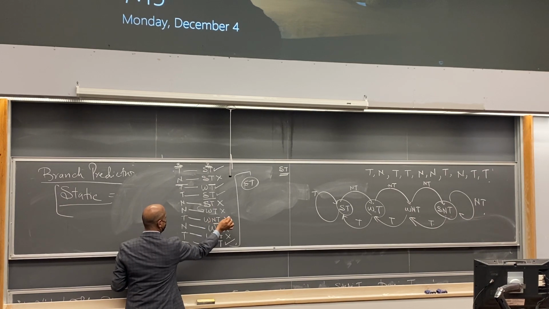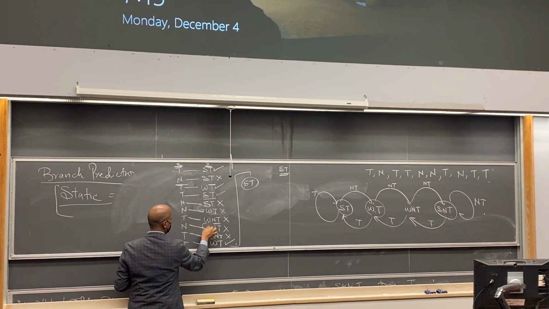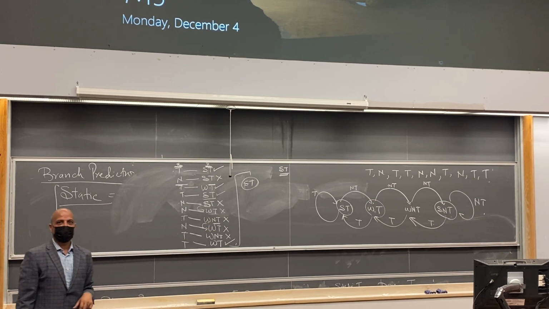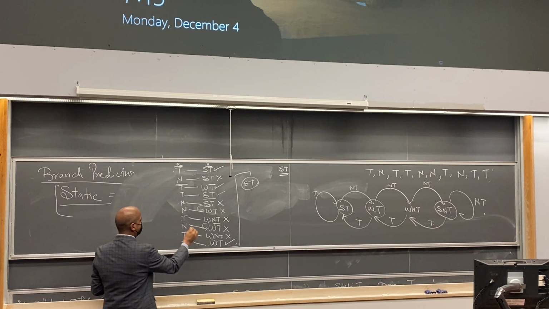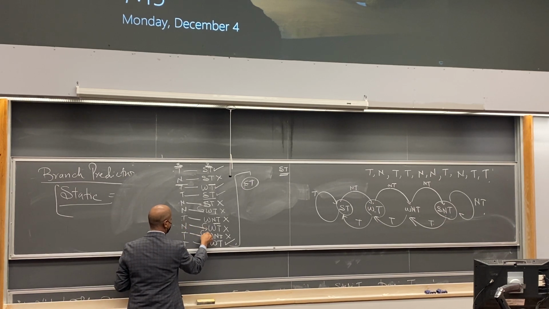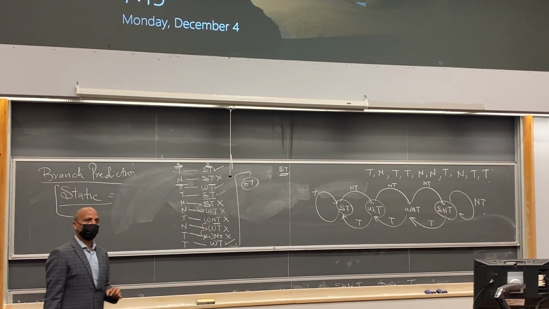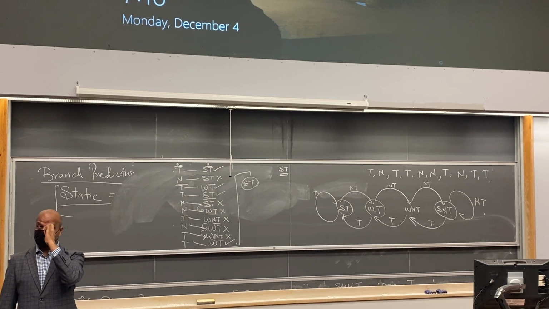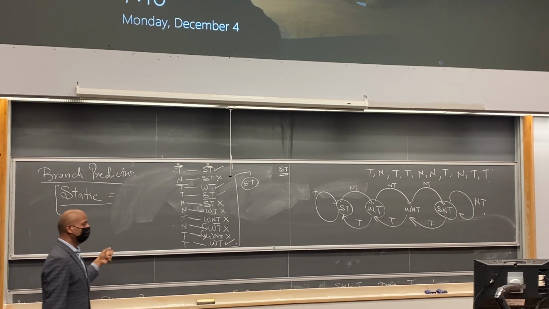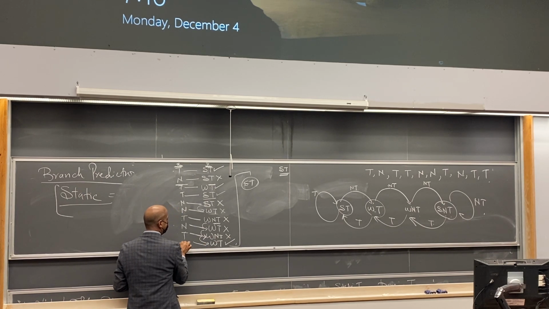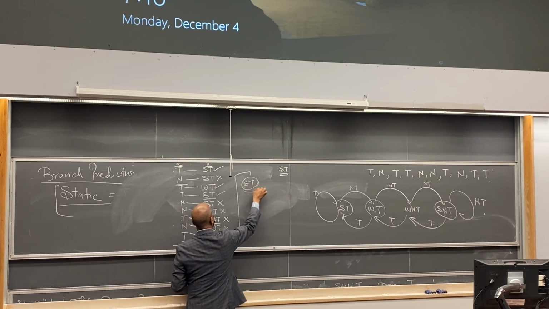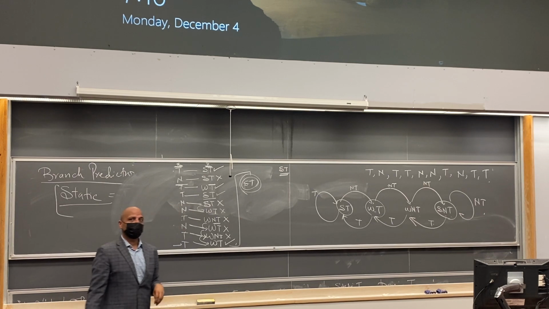Predictor weakly not taken, reality taken: you made an error, so you flip it to weakly taken next. Weakly taken is the predictor, reality is not taken, you flip it back to weakly not taken. Weakly not taken is the predictor, the reality is taken, you flip it to weakly taken. Reality is taken, you go to the end to be strongly taken.